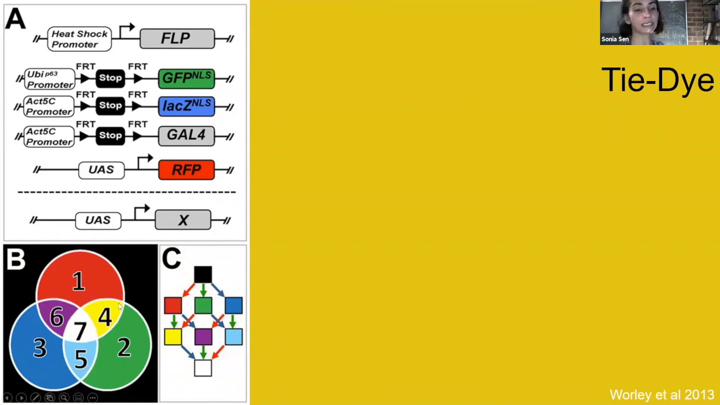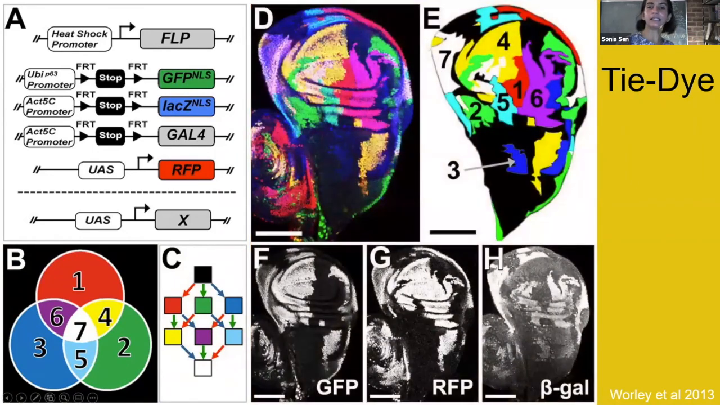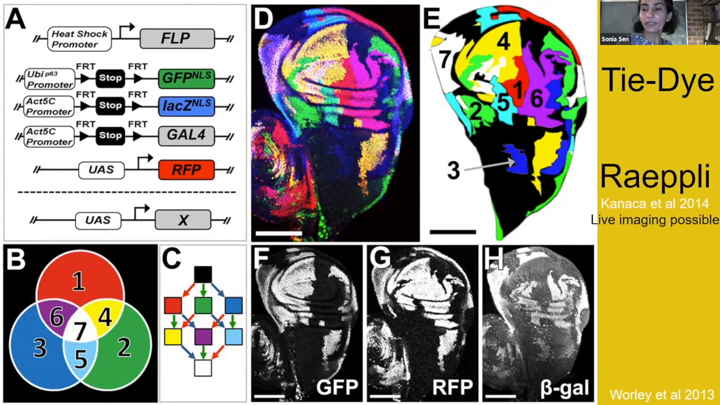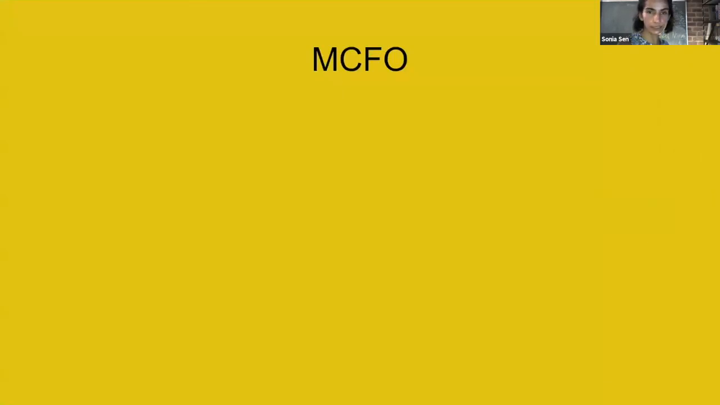So you end up with eight colors, because one of them would be no color. And so that results in these beautiful sort of images. And remember that the ones that are RFP are the cells in which the manipulation has also occurred. And a variant of Tie and Dye is Rapley. Rapley was developed with almost exactly the same principle, except that these labels are fluorescent proteins, so you can image them live. And that was the huge advantage of Rapley over this. But they were also looking at wing discs.